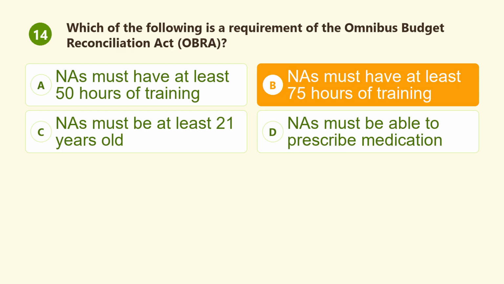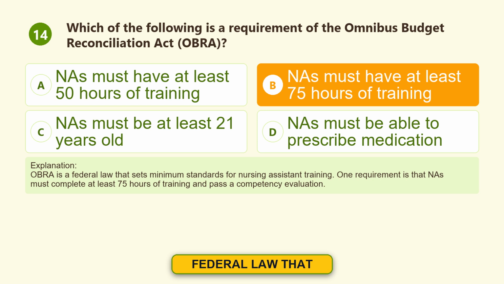The correct answer is option B. NAS must have at least 75 hours of training. OBRA is a federal law that sets minimum standards for nursing assistant training. One requirement is that NAS must complete at least 75 hours of training and pass a competency evaluation.